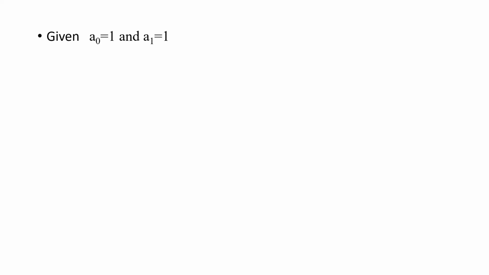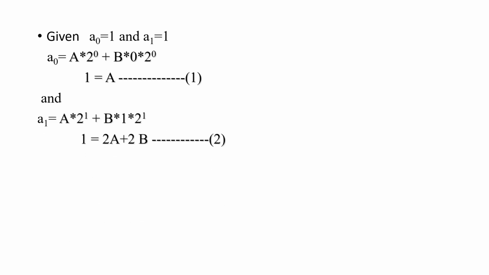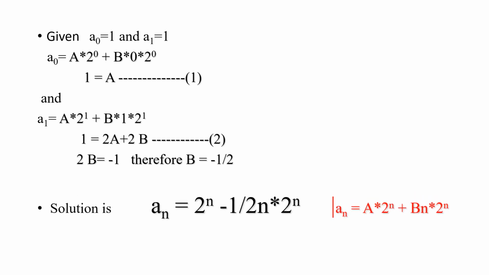From the values of a0 and a1, you can get the values of the constants a and b. A is obtained as 1 and b is obtained as minus 1 by 2. Put the values of a and b in the equation of a_n and get the solution.